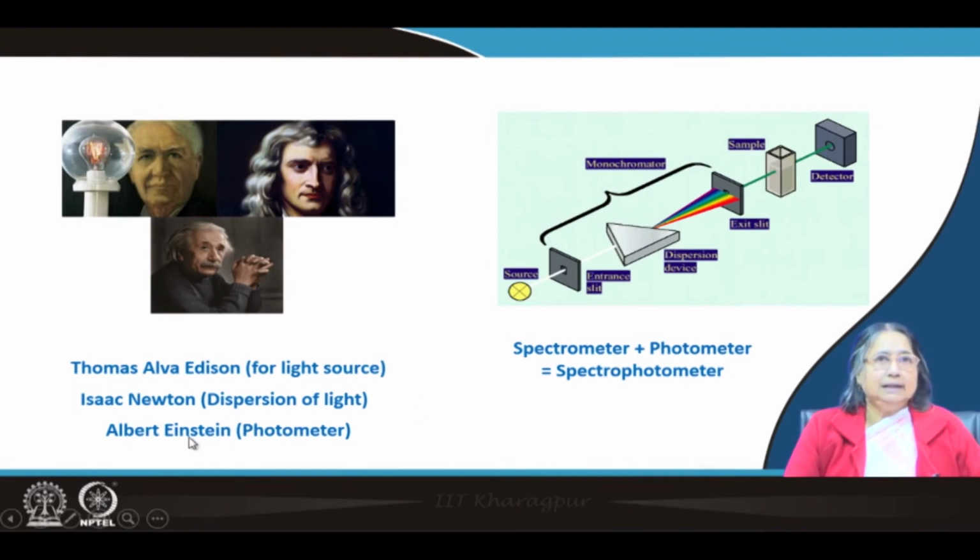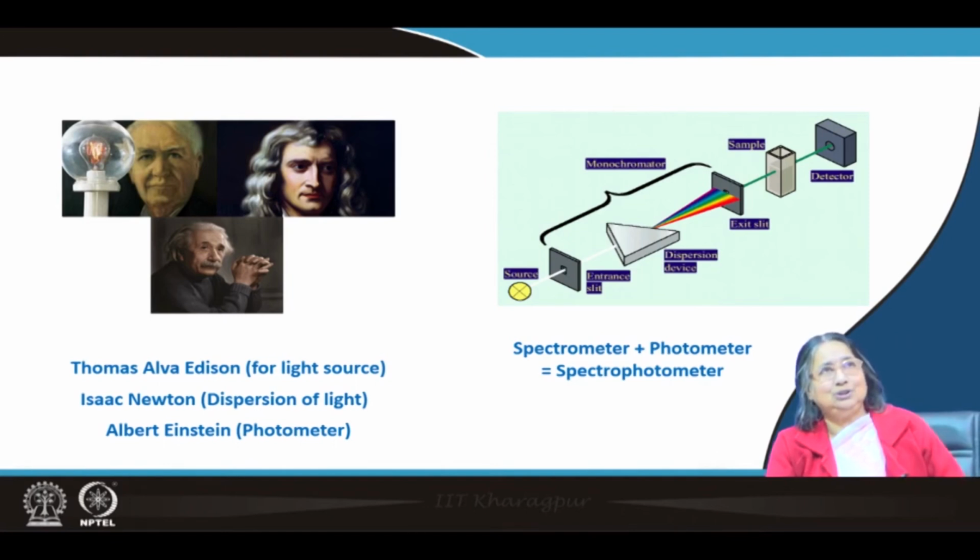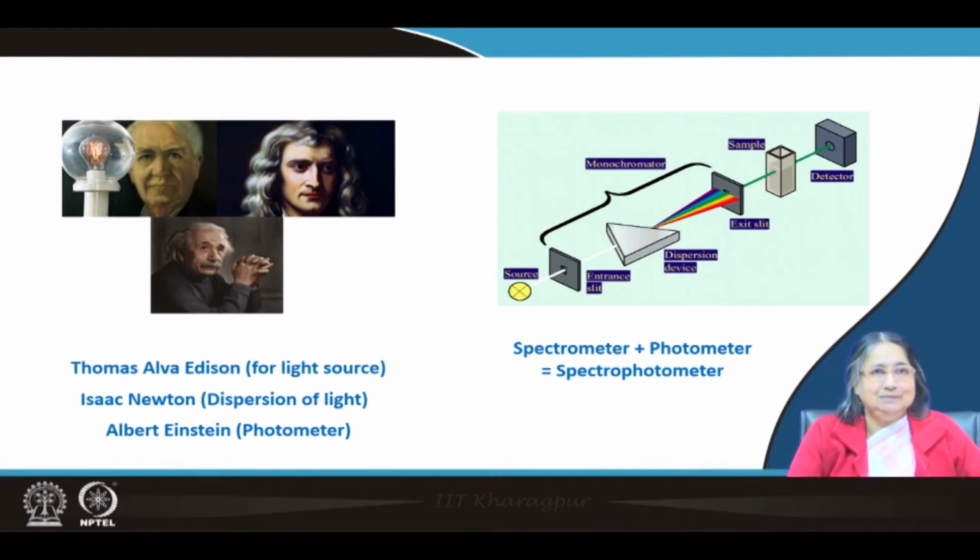And then Einstein, you know, the photometer. Albert Einstein got the Nobel Prize for the photoelectric effect. Although his most famous discovery is E equals mc squared, that is not an experimental thing, which is why he did not get the Nobel Prize for that, but he got the Nobel Prize for the photoelectric effect. So, this is the application here. Basically, all three scientists' contributions are here in the spectrophotometer.